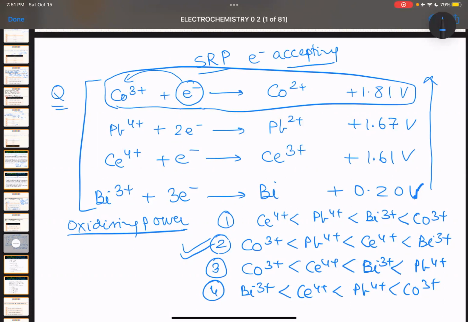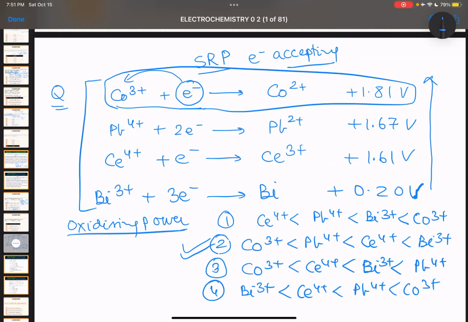Because it is most desperate to take electrons, copper, cobalt plus 3. Do you agree with this? Cobalt plus 3 has the highest tendency to accept electrons. So it can take away the electrons from any other substance.